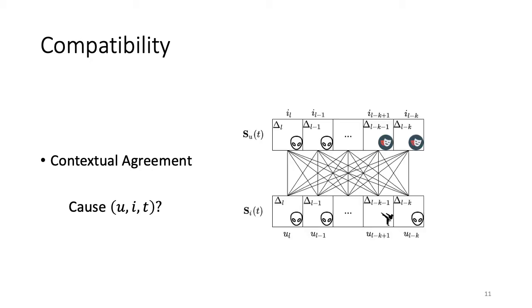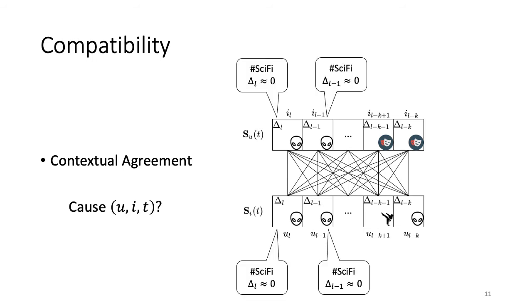The last component of DeepRed learns the compatibility across the recent events of the interacting user and item. The goal is to capture how well the contextualized events agree both in terms of semantics and delta. This is based on the assumption that the interaction event between user U and item I at time t is caused because of some contextual agreement. For example, we see that the most recent events for both U and I are in the same genre, sci-fi, and the delta is also close to zero.